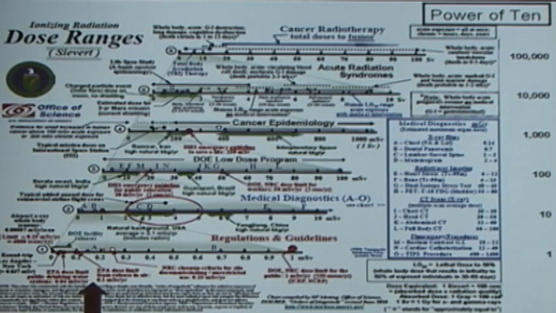When I was a kid, one of the favorite shows I saw was one of these science shows called The Power of 10, where you start from outer space and you keep going by factors of 10 closer and closer and closer, and eventually you get down to a single cell. And this is the power of 10 chart for radiation.